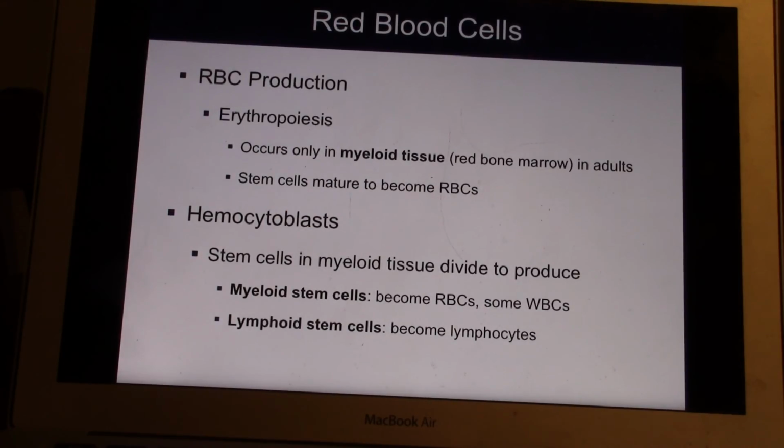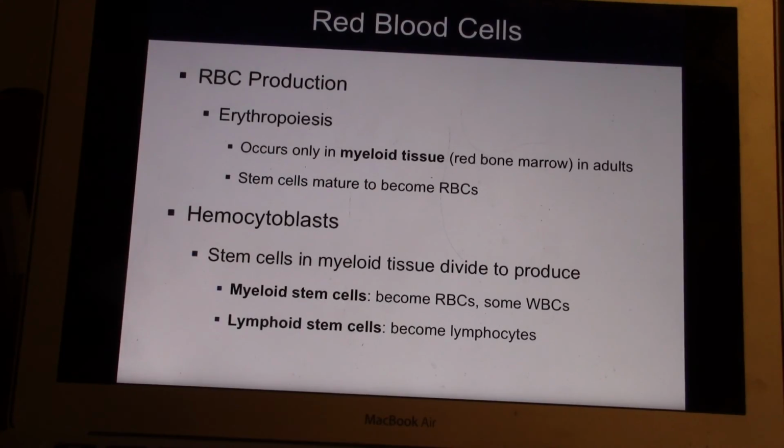Let's talk about how red cells get made for a minute. They get made through a process called erythropoiesis. Erythro means red cell. Poiesis means manufacture. We only make red cells in one place, and that's in our myeloid tissue, our red bone marrow in adults. These stem cells, we have all of these stem cells that can turn into other things, but a lot of them mature to become red cells.